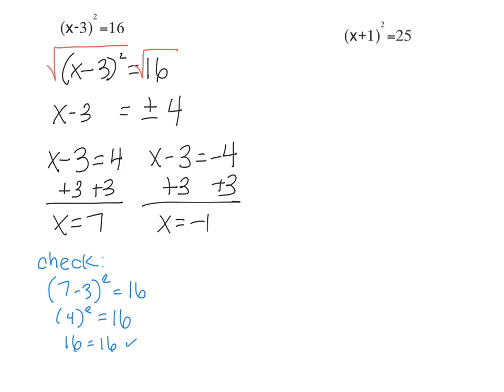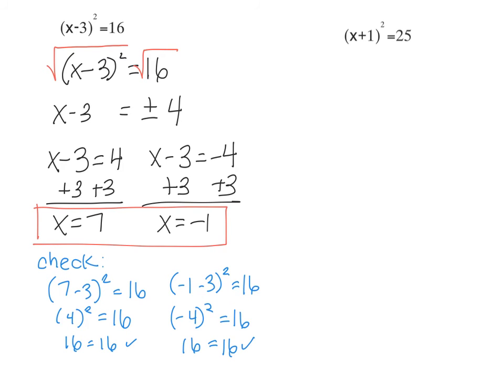Let's check negative 1. Is (negative 1 minus 3) squared equal to 16? Well, let's do what's in the parentheses. Negative 1 minus 3 gives me negative 4, squared. And what do I know about negative 4 squared? That's right, it is 16. So we know that these two answers are our solutions.